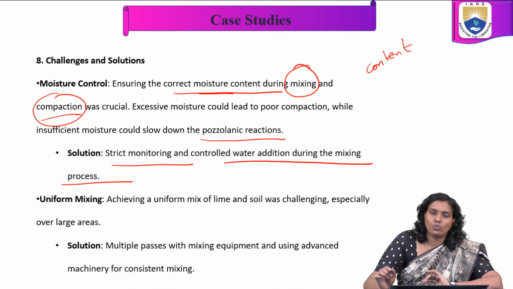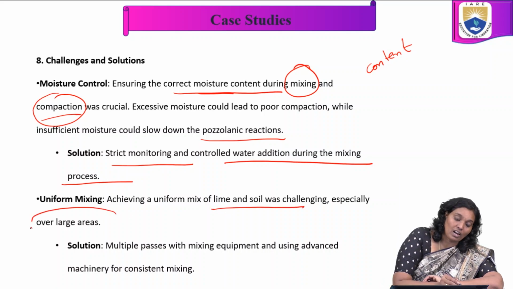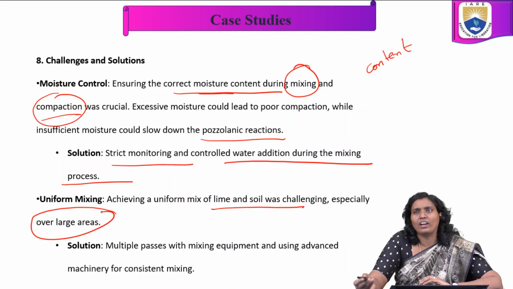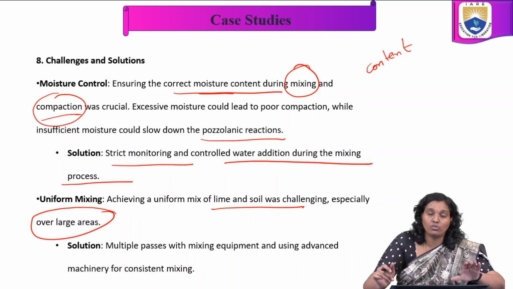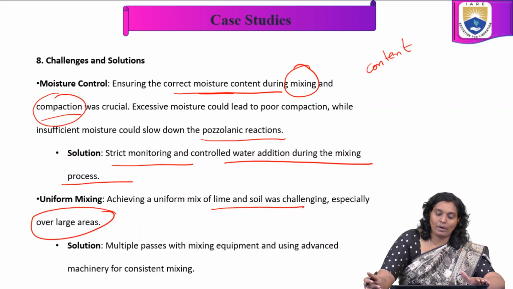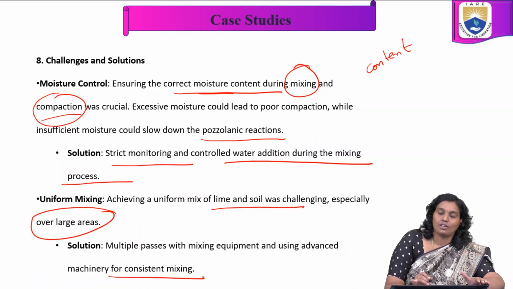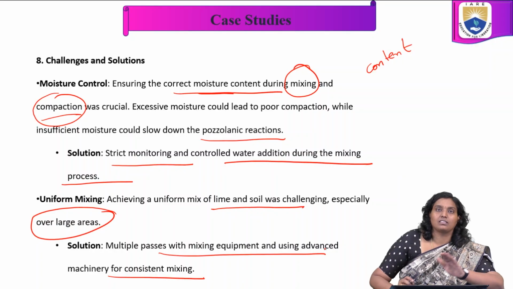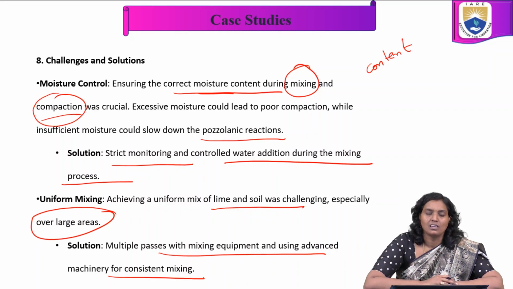Achieving a uniform mix of soil and lime was challenging, especially over large areas. Whenever the area is small, it's not an issue; we make sure uniform mixing will be done. But coming to large areas, the solution is multiple passes with mixing equipment and using advanced machinery for consistent mixing. So this is important. These are the challenges and the solutions which we are going to face in our lime stabilization process.